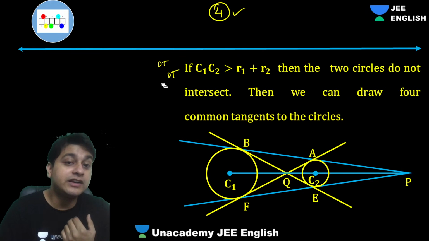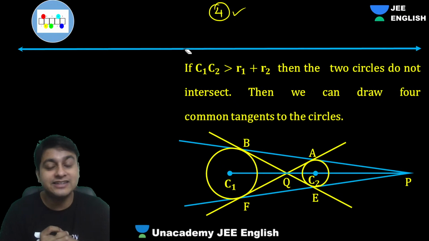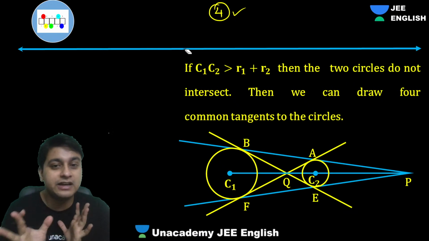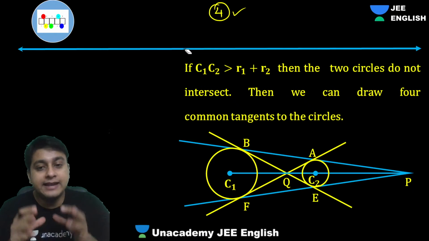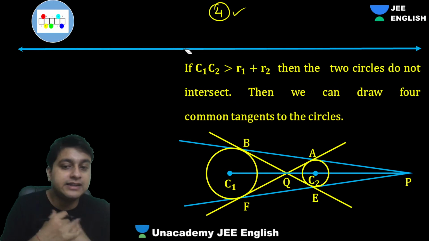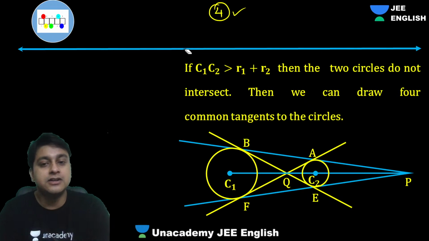Next class, we'll also look into how we can calculate the distances and the lengths of the direct tangents and the transverse tangents. But today our focus is somewhat different. Our focus today is to check mathematically whether circles are intersecting, non-intersecting, or touching. Obviously we can see here these are non-intersecting circles. These circles do not intersect.